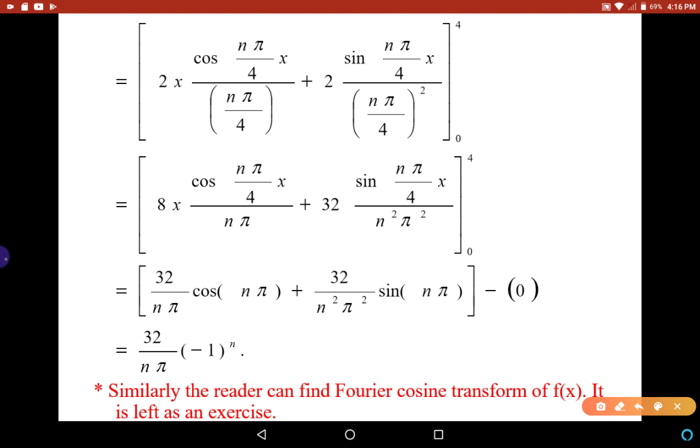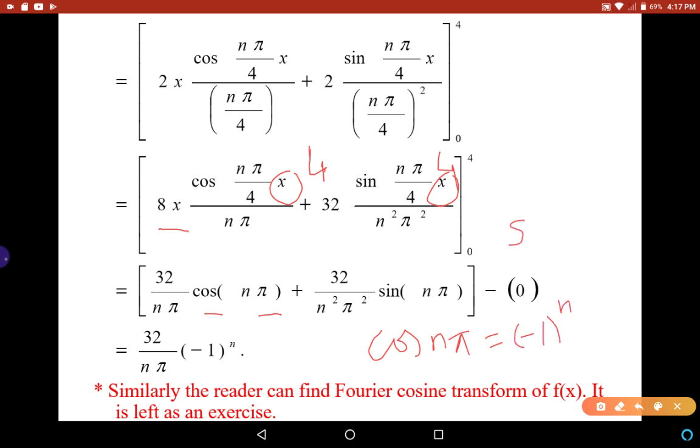Now if we substitute the upper limit 4 here, 8 into 4 becomes 32/(nπ) cos nπ, this x is 4, therefore 4 gets cancelled and we have cos nπ here, plus 32/(n²π²) into sin(nπ/4 · 4), this x is 4 here, so 4 gets cancelled and we have sin nπ here. And we know that cos nπ is equal to (-1)^n.